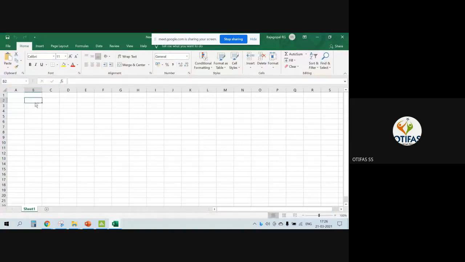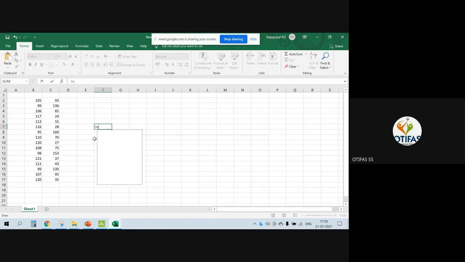Minitab can also do this, but many things in Excel are very simple. If you want to find out a correlation, a scatter diagram is one thing, but that is a graphical representation. How will you quantify it? To quantify, you can use CORREL, and it asks for two arrays. So this is one, comma, the other one.